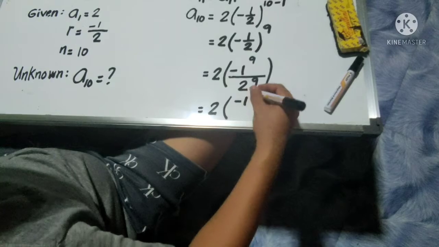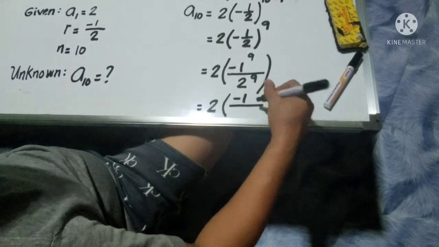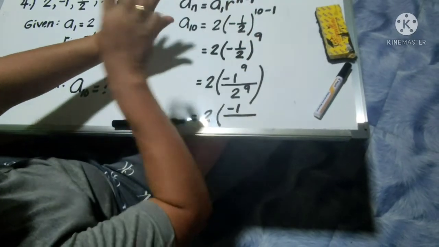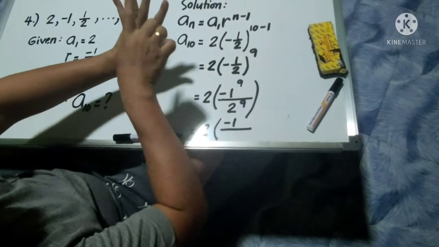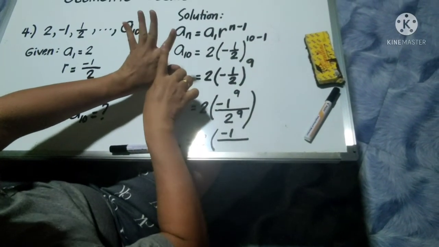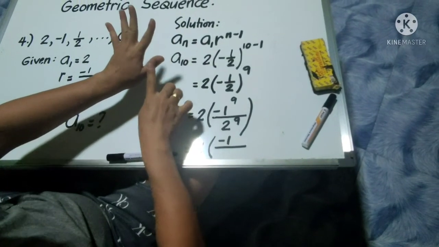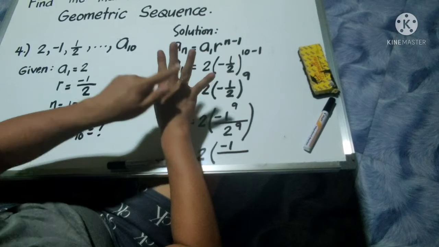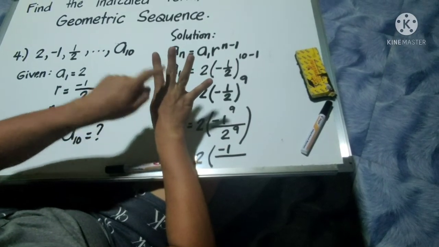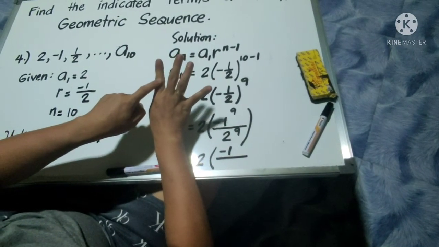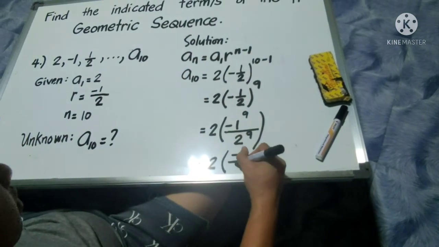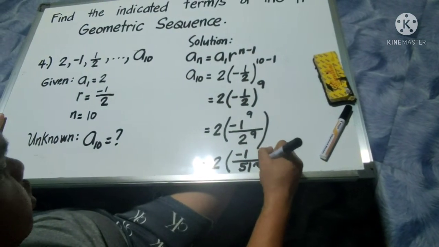So negative 1 is the result, all over 2 to the exponent of 9. So let's try 2 to the exponent of 9. 2 times 2 is 4, times 2 is 8, times 2 is 16, times 2 is 32, times 2 is 64, times 2 is 128, times 2 is 256, times 2 is 512. So that is how you do it. 512.